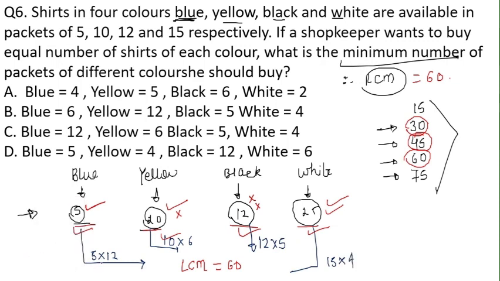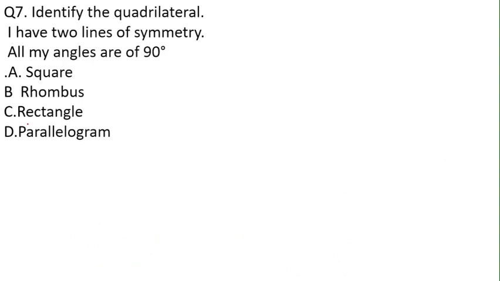So here 12, 6, 5 and 4 are the total numbers. How many blue t-shirts are required? Blue t-shirts should be 12 packets, yellow t-shirts 6 packets, similarly black 5 packets and white 4 packets. So these are the total number of packets required so that the shopkeeper can buy the equal number of t-shirts. I hope you have got it. First we calculated the LCM and then we got the numbers. Okay, so moving on to the next question.